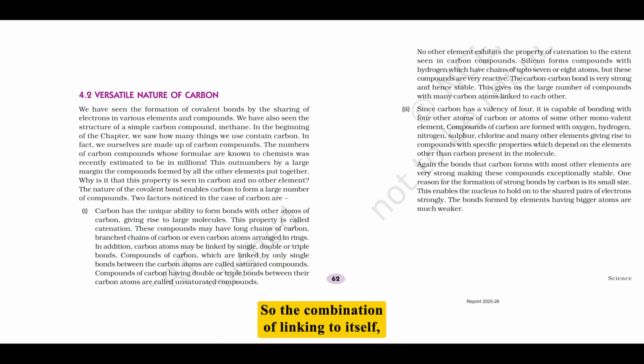So the combination of linking to itself, catenation, and linking to 4 other atoms, including different elements, tetravalency, creates almost limitless possibilities. Precisely. Limitless combinations and structures. And there's one more reason why these bonds, both C-C and C-other element, are so strong. It's carbon's small size. How does size matter here?